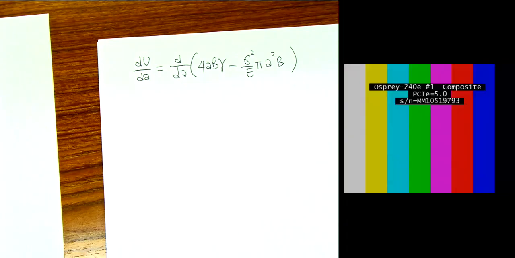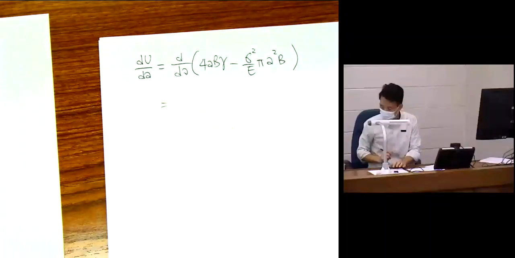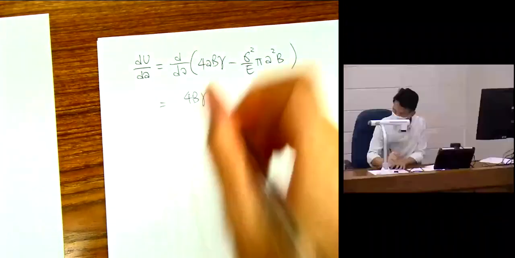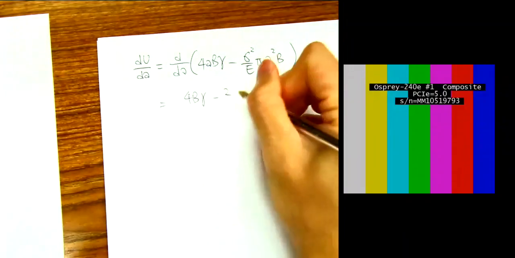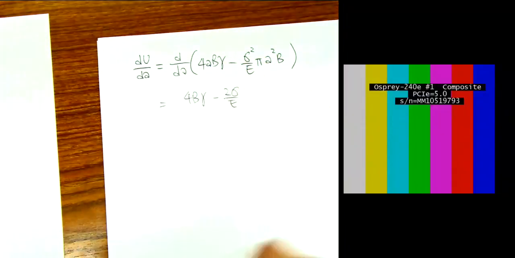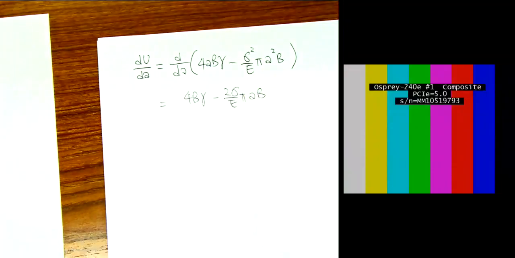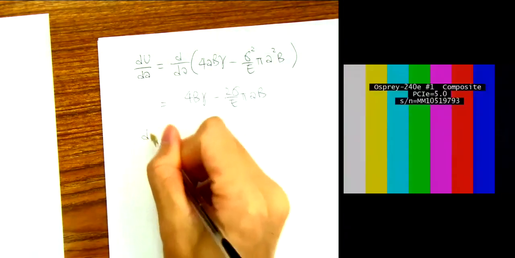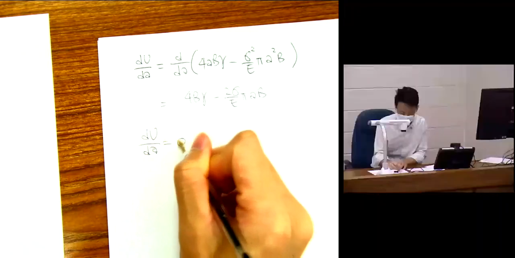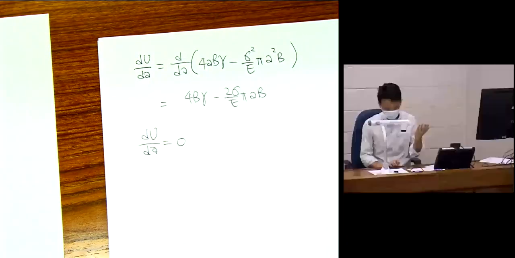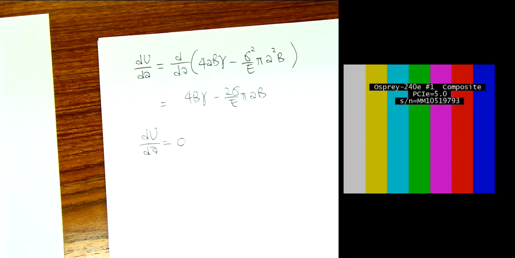So just differentiating that, you're going to get 4Bγ minus 2σ²EπAB. And I want to set that to 0, because I'm looking for the stationary point. I know there's only one, just from adding a linear curve with a quadratic curve, I know there's going to be only one point.